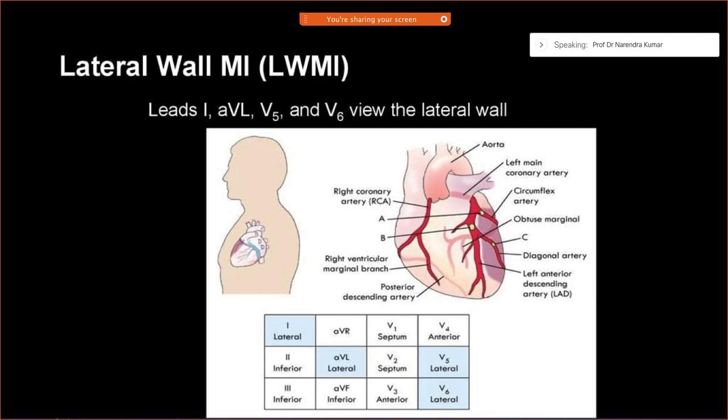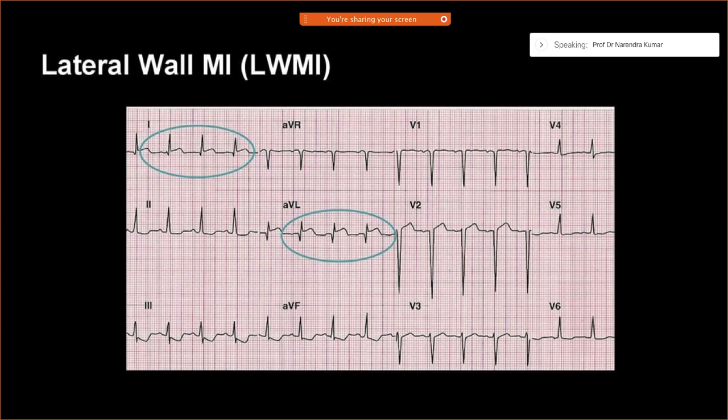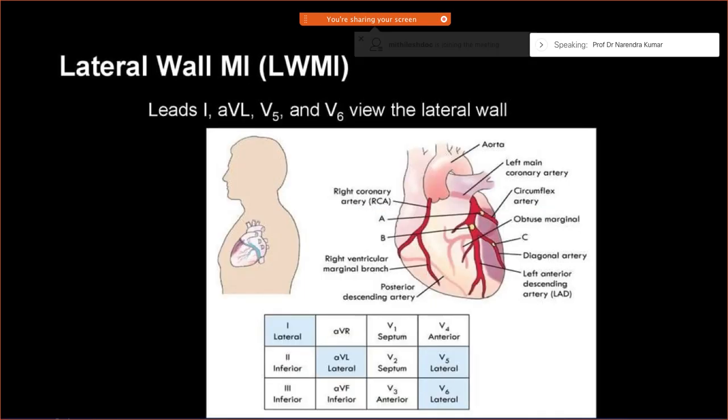In the lateral wall MI, as I was telling you, the lateral wall is represented by V5, V6, and also 1 and aVL. Most commonly it may affect all four of them. Otherwise, there is something called extensive high lateral wall MI, in which only 1 and aVL may be affected. That can also sometimes happen. And coming to the other types, we will show you some examples and then discuss them.